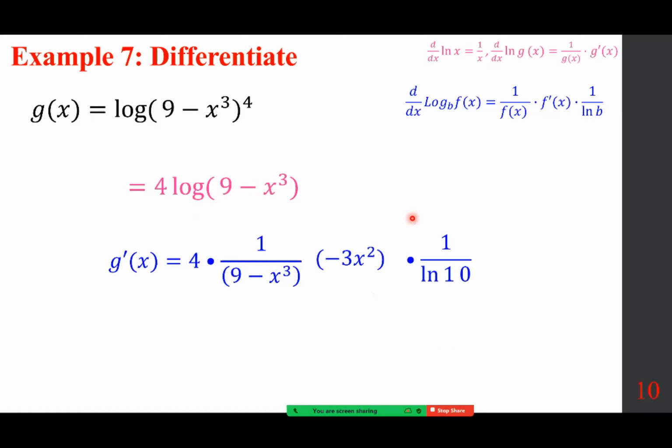So this is the end of calculus. So what's in the numerator? 4, 1, negative 3x squared, and again 1. That gives us negative 12x squared. And 9 minus x cubed times ln 10 remains in the denominator. And that's the final answer.